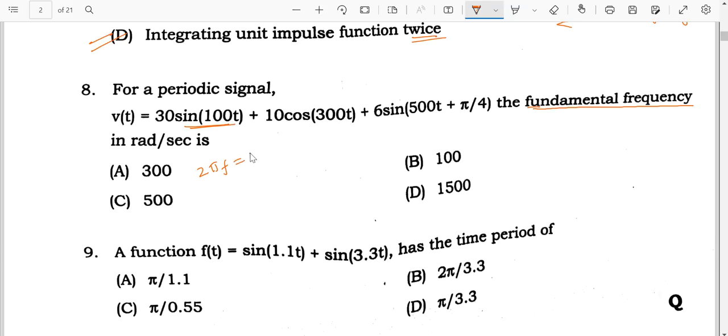So this is nothing but omega. So omega t is equal to 100 t. It's radians per second, so omega equals what? 100. So simply the answer is B.